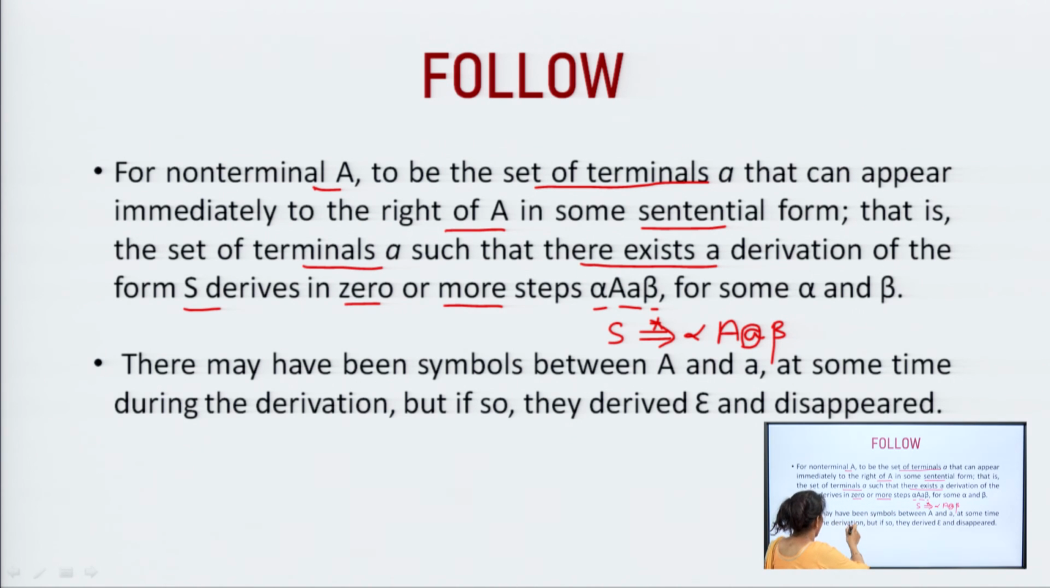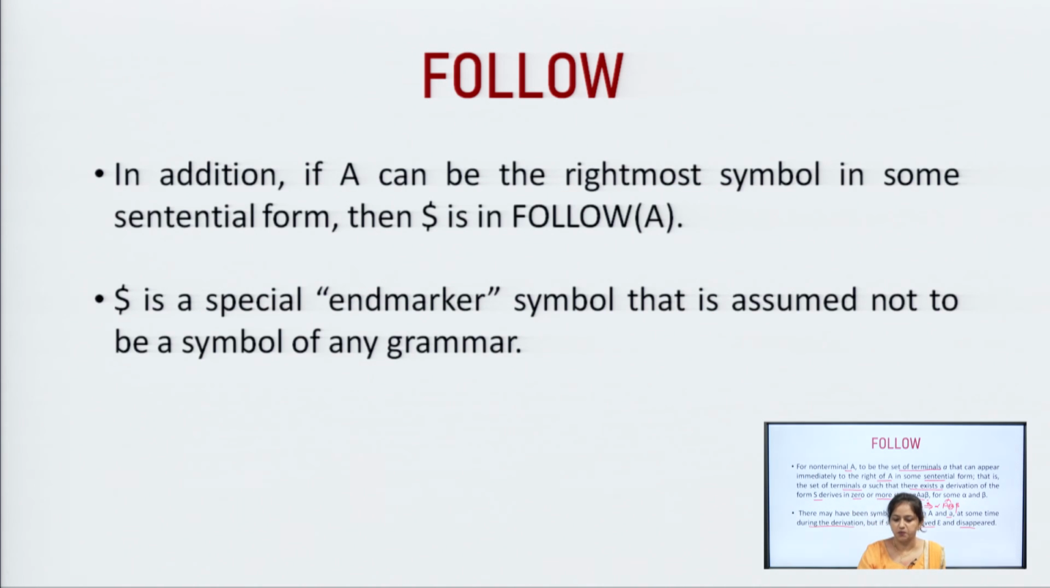There may have been symbols between capital A and small a at some time during the derivation. So during the derivation it is possible that there are some symbols in between capital A and small a. If it is so, then they will derive epsilon and disappear. So basically follow of A will be small a.